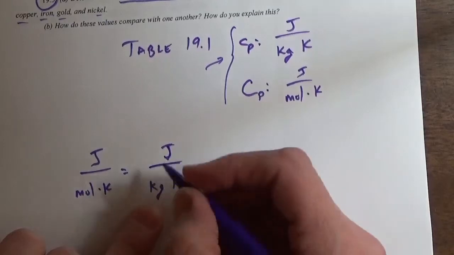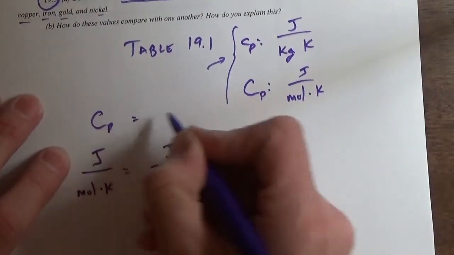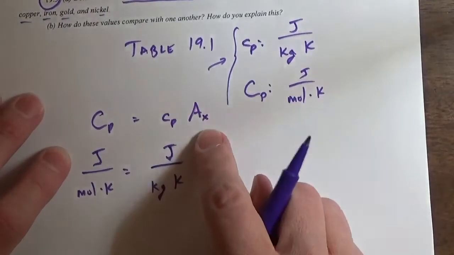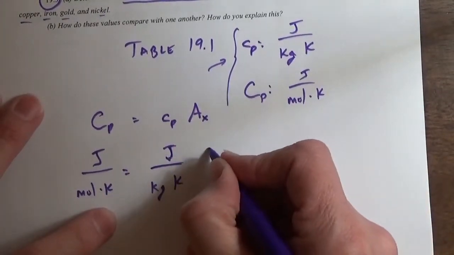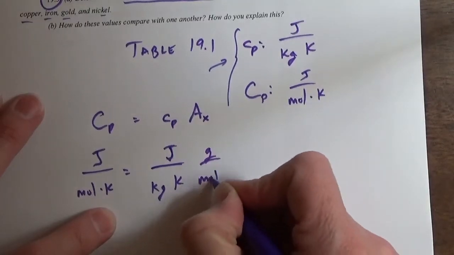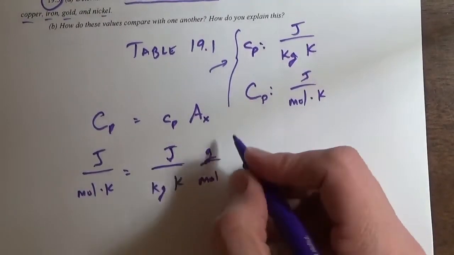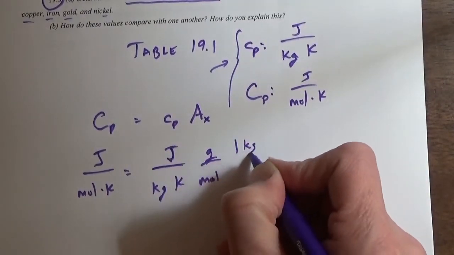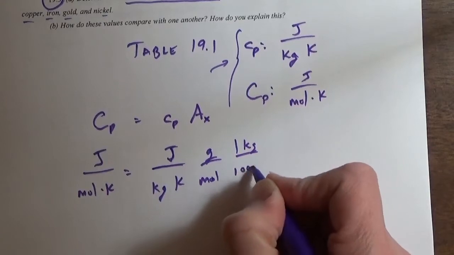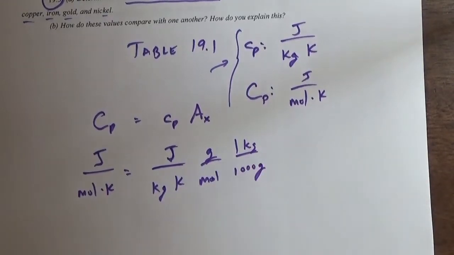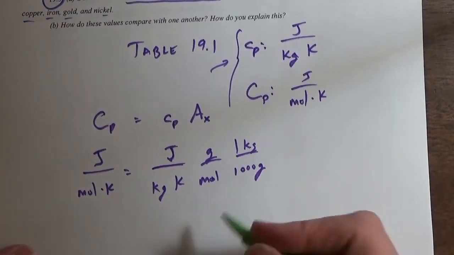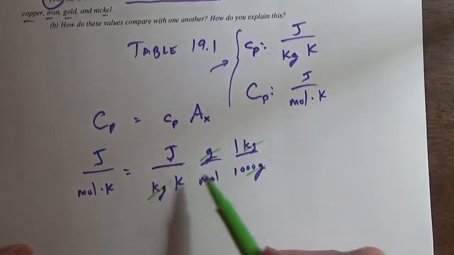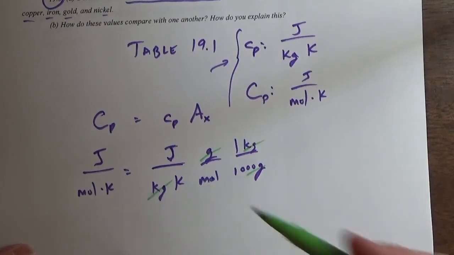So that's going to be big Cp is equal to little cp of X, where I'm going to use X for whatever the element is, times the atomic weight in gram per mole, and then we have to have 1 kilogram per 1,000 grams. And doing that, we wind up with joule per mole K.